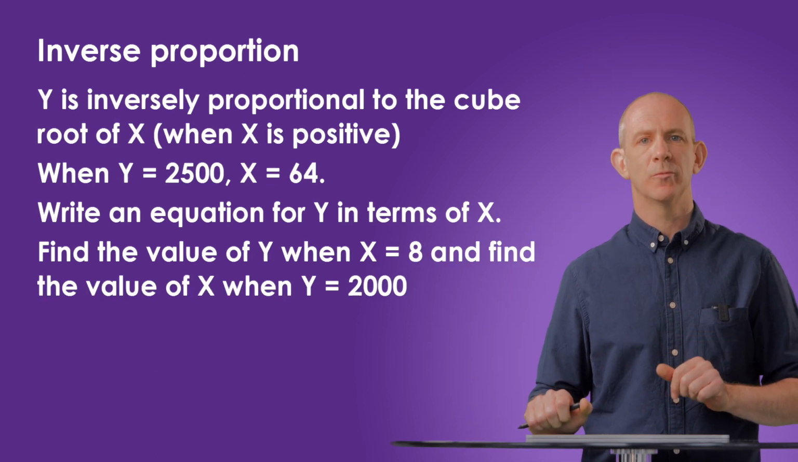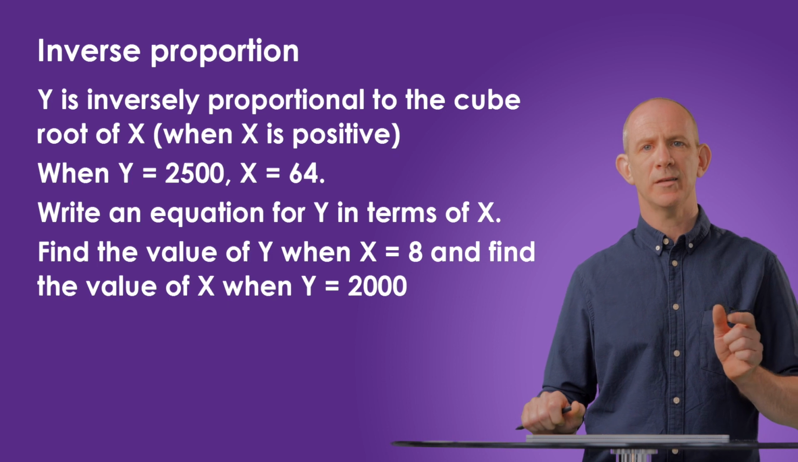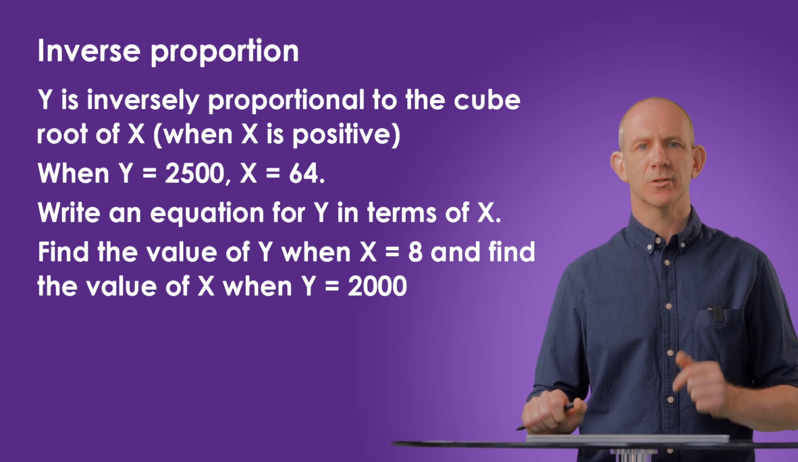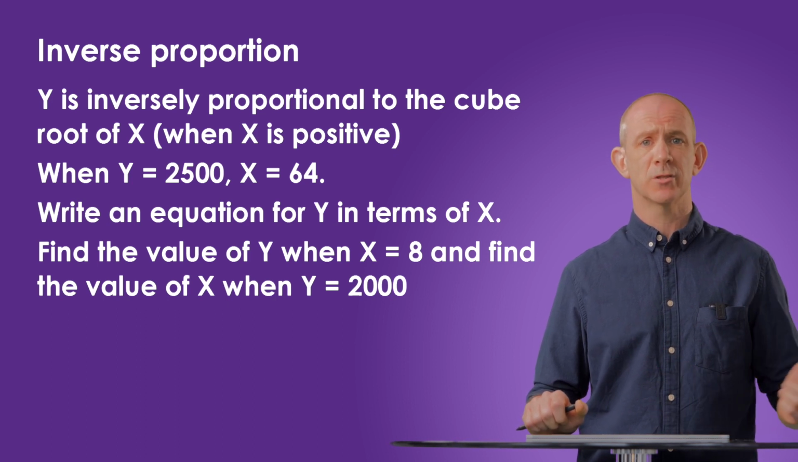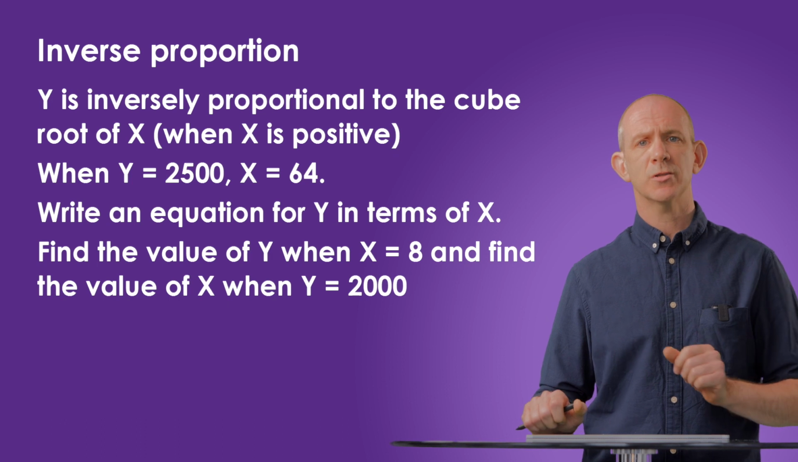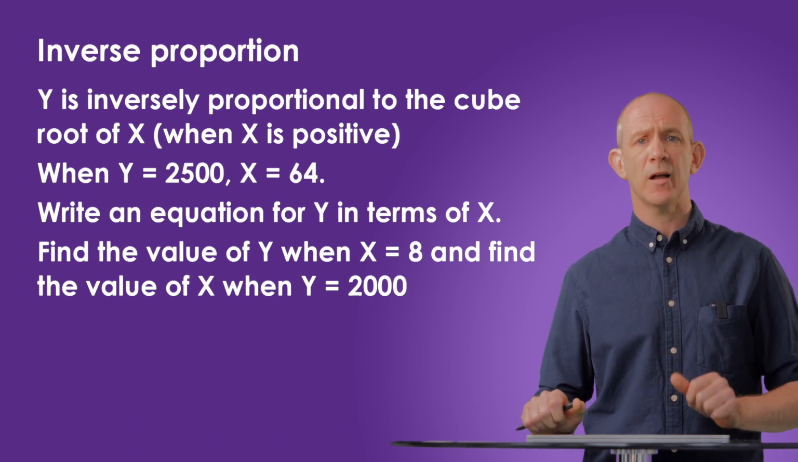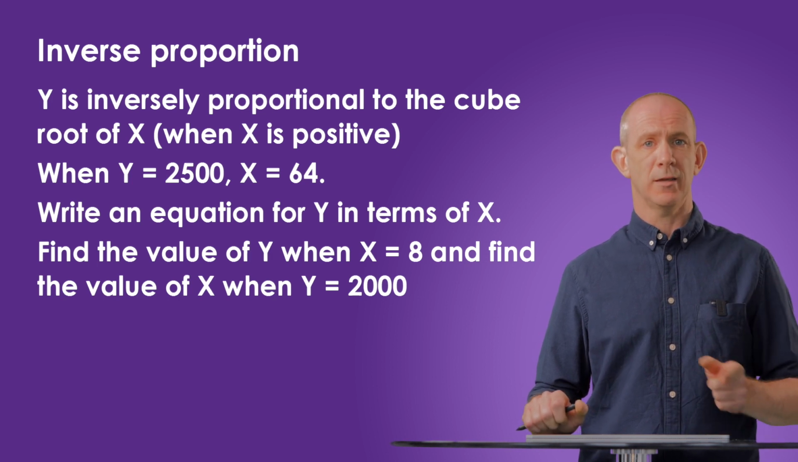Now let's look at a problem with an inverse proportionality that includes the use of a power, or a root. Here, y is inversely proportional to the cube root of x, when x is positive. We're told that when y equals 2,500, x equals 64. We're asked to write an equation for y in terms of x, and then asked to find the value of y when x equals 8, and to find the value of x when y equals 2,000.